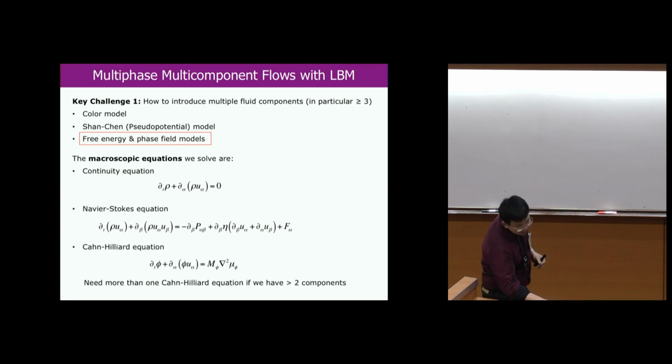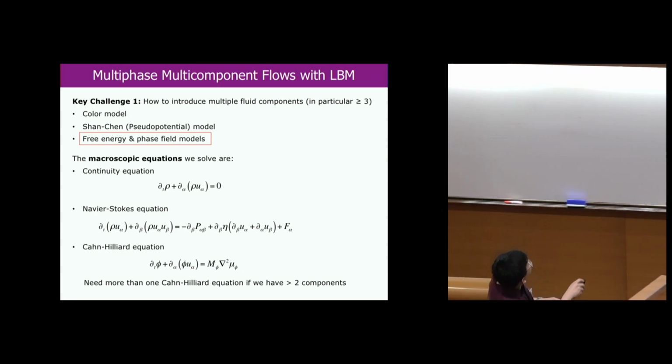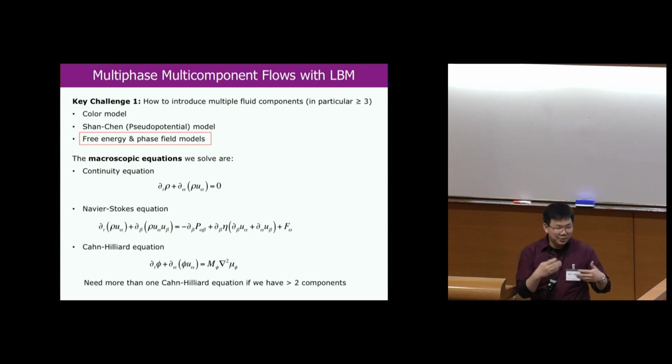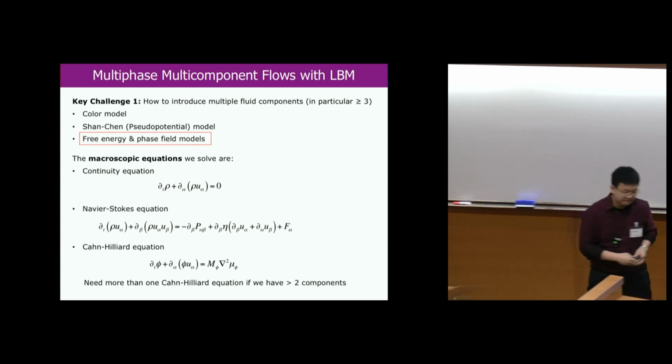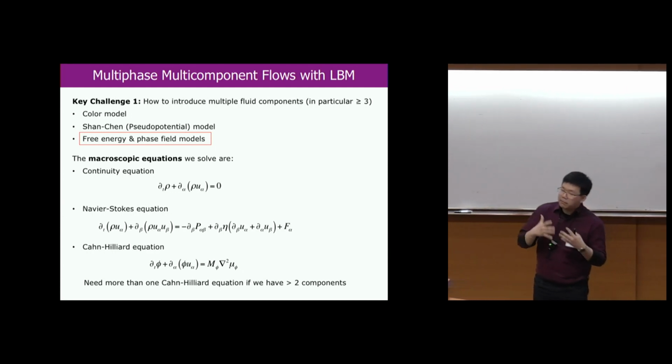The equations of motion at the continuum level are, of course, not surprising. I'm solving the continuity equation, the Navier-Stokes equation, and the Cahn-Hilliard equation. If I have two components, I have one Cahn-Hilliard equation. If I have three components, I have at least two, and so forth. So it's basically just counting. Now, let's take the simplest case where I have three fluid components and the density is equal. So let's start with the simplest example.